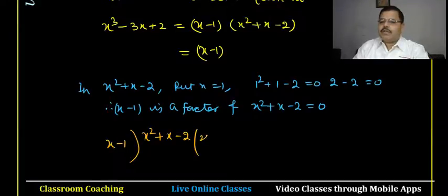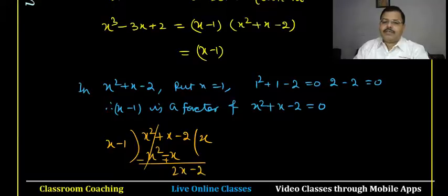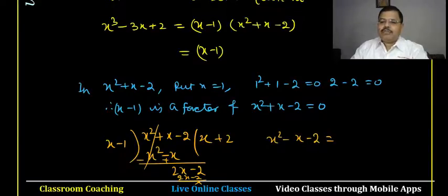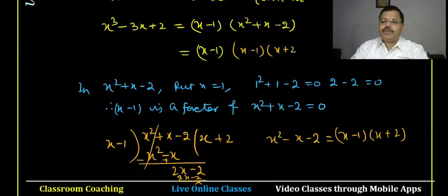Again, divide by x minus 1: x square minus x, the sign will change, minus plus, this will be cancelled, x plus x is 2x minus 2, if you multiply by plus 2, it will come 2x minus 2, and that will cancel. So this x square plus x minus 2 can be written as divisor multiplied by quotient, that is x minus 1 and x plus 2. So in place of this, we can write x minus 1 and x plus 2. So these three are called factors of this.